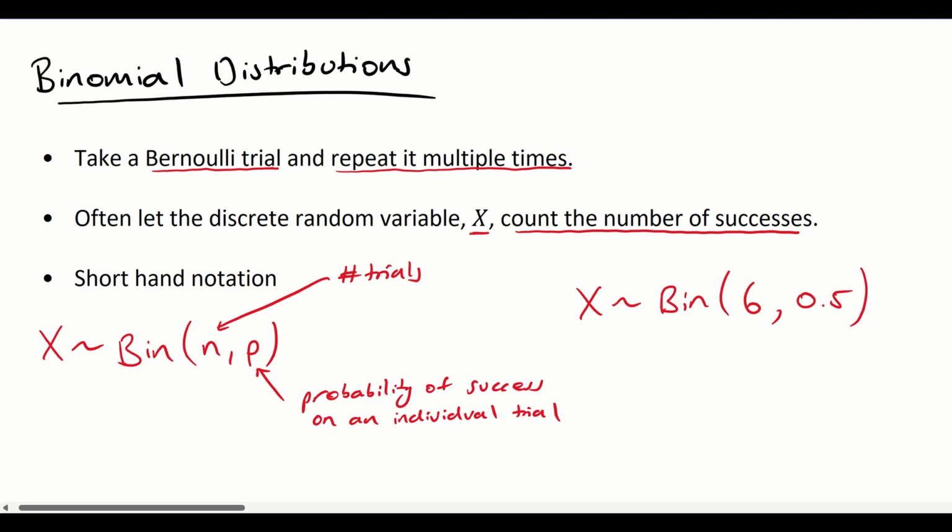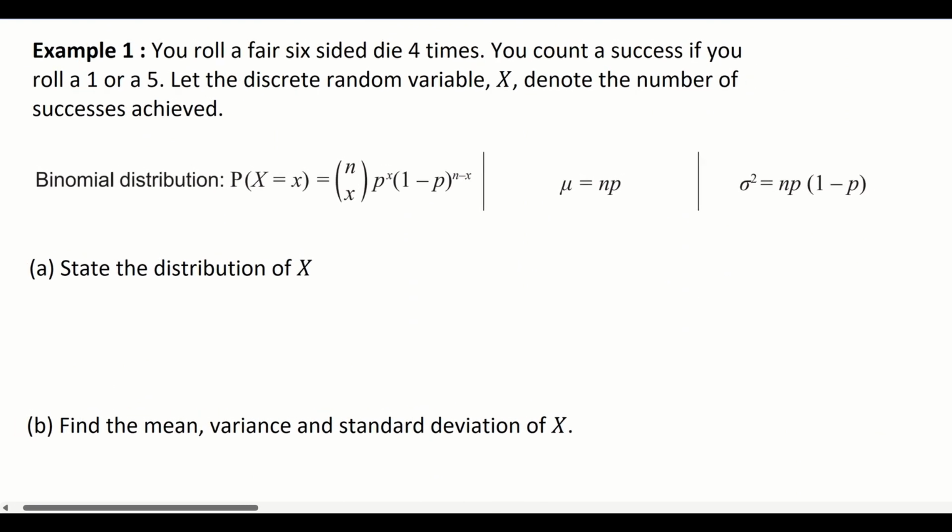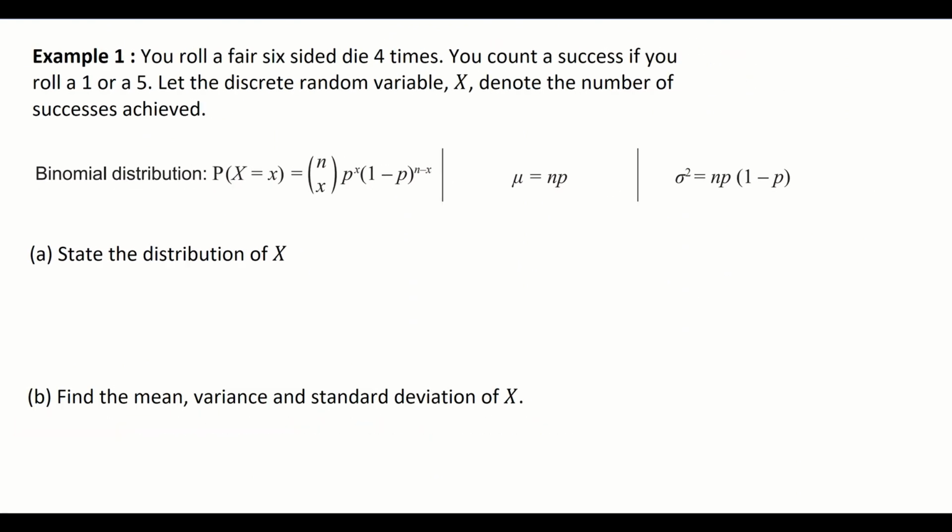Let's take a look at a few examples. So down here, example 1, we roll a fair 6-sided die 4 times, and we count a success if we roll a 1 or a 5. And then we let the discrete random variable x denote the number of successes that are achieved. Now I'm going to come back to this part in a bit, and we're going to answer part A. So state the distribution of x.